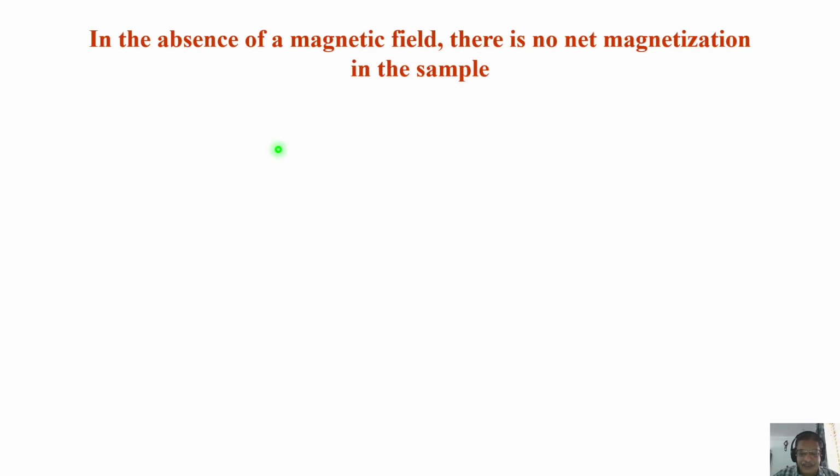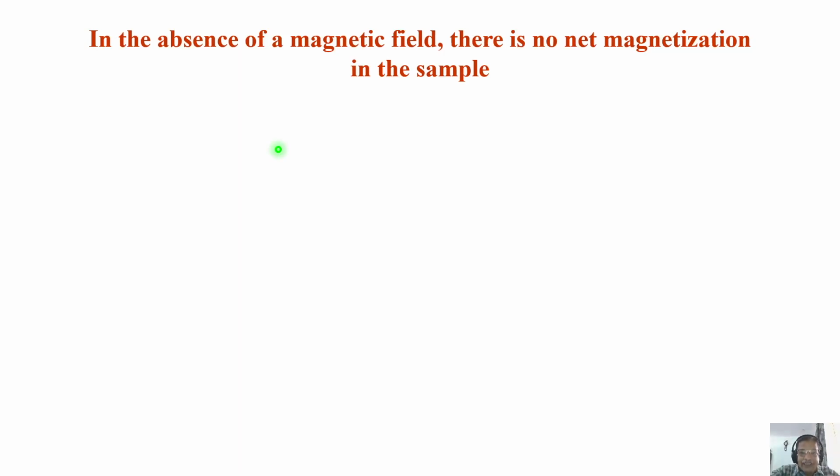Let us say we have the sample in the absence of a magnetic field. This we have been discussing since class 1. There is no net magnetization. Nuclear magnetic moments are randomly distributed inside the sample in the NMR tube. So there is no net magnetization.